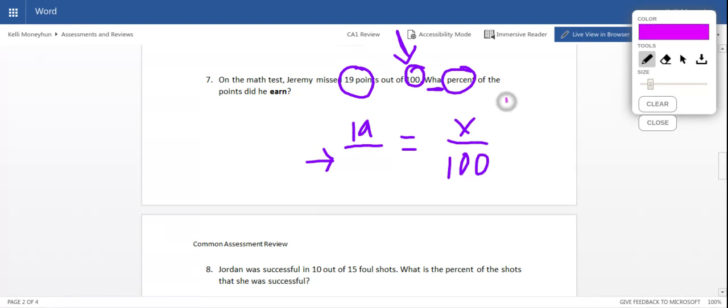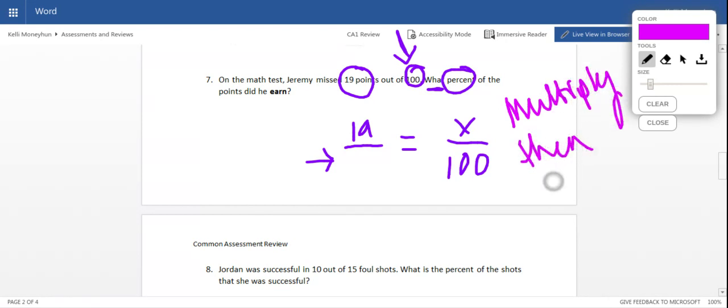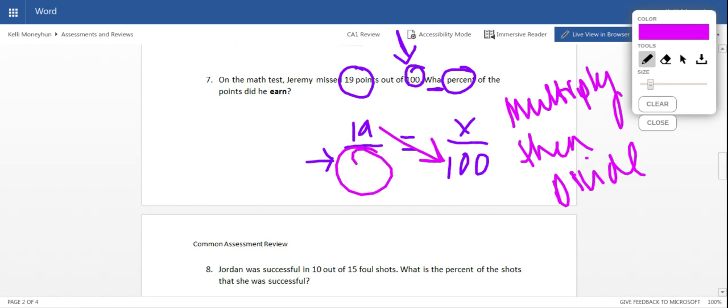Okay, to solve a proportion, you always multiply. Then divide. Okay, so you're going to multiply across and then divide by the number left over. Pause and solve.